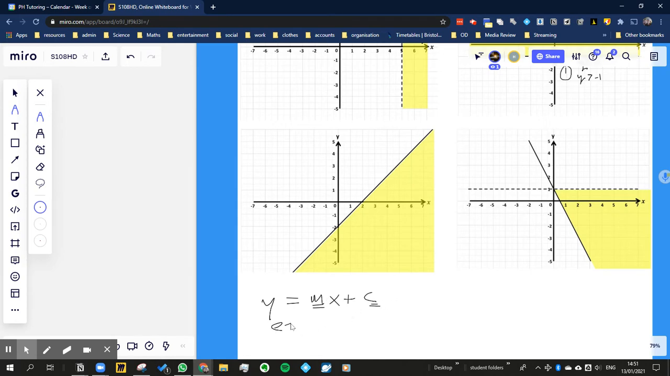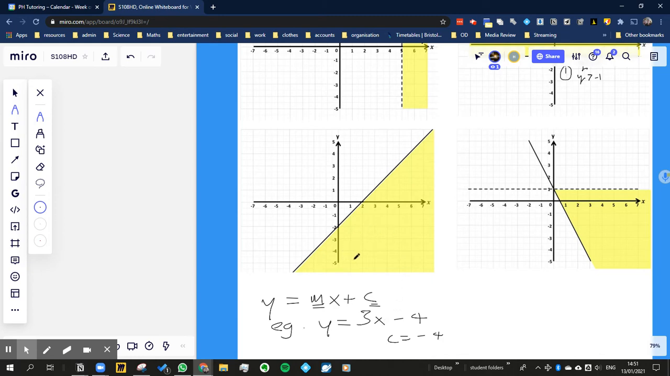So the example could be y is equal to 3x minus 4. Now, I know that says plus and this is a minus, but that would just be that in this example, c is equal to minus 4. So in this example I've just given, we're going to try to find what is the value for that.